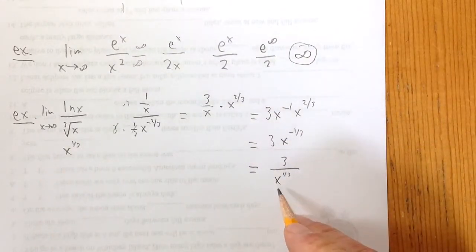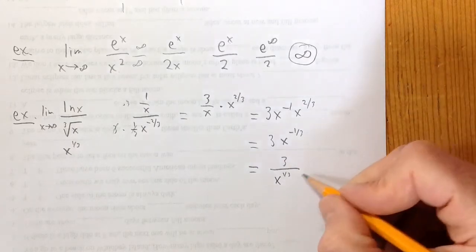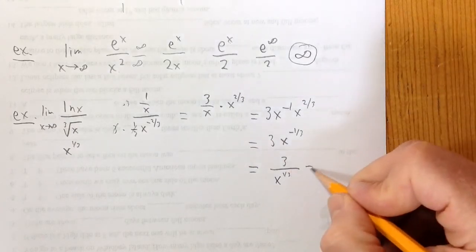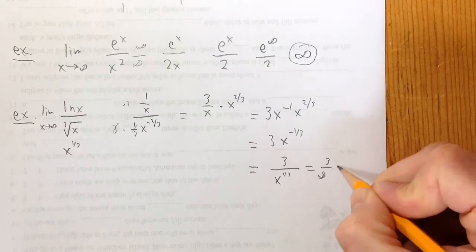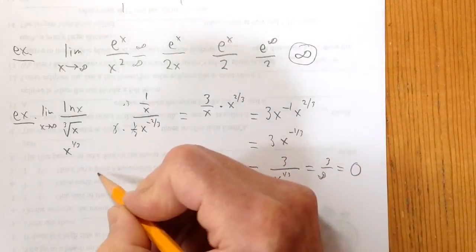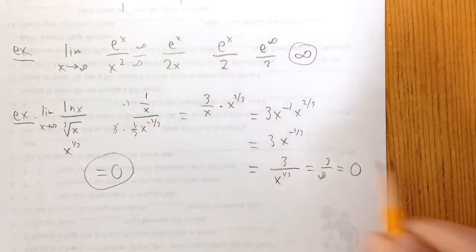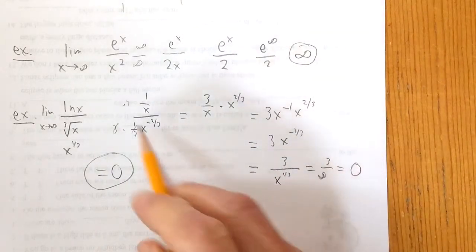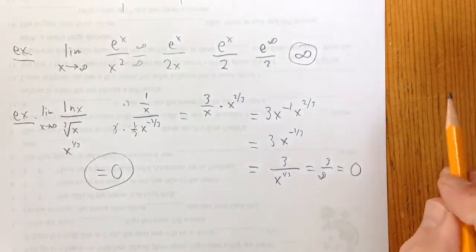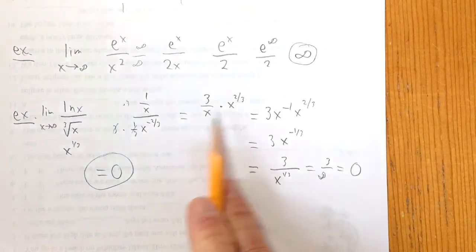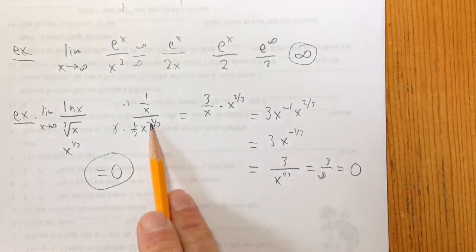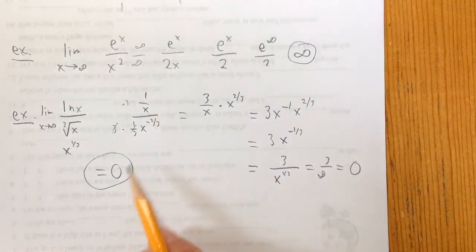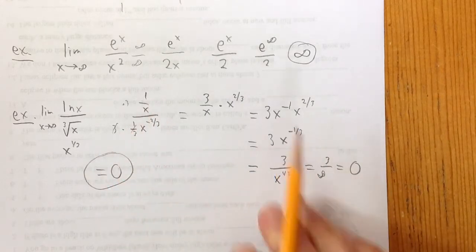3 over the cube root of infinity is 3 over infinity, which is clearly 0. So this limit is equal to 0. So there's maybe an easier way to do this algebra, but still, the basic thing is it's not very hard. Just got to be careful with negative exponents on the bottom, means positive on the top, stuff like that. And we can get that's equal to 0.